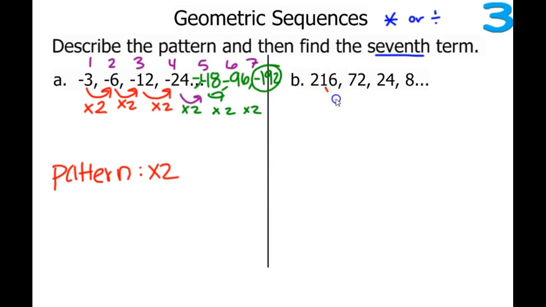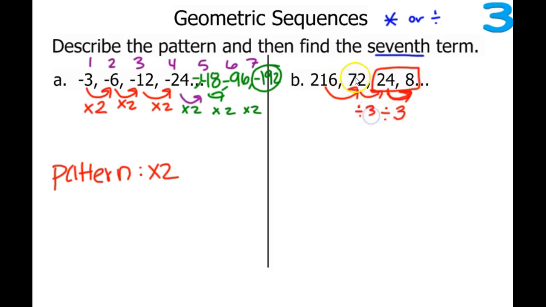Last one like this. Figure out the pattern, and then we'll find the seventh term. From 216 to 72, pretty tough to tell what the pattern is. But let's just focus on these two. How do you get from 24 to 8? We're getting smaller, so I know we must be dividing. 24 divided by what is 8? Well, 24 divided by 3 is 8, because 8 times 3 is 24.